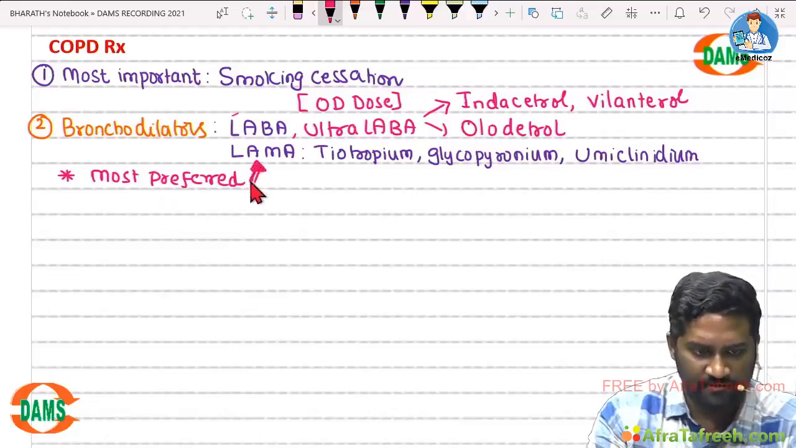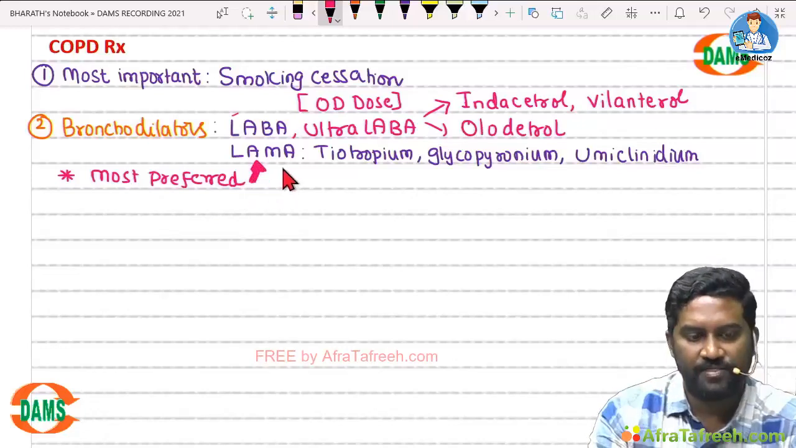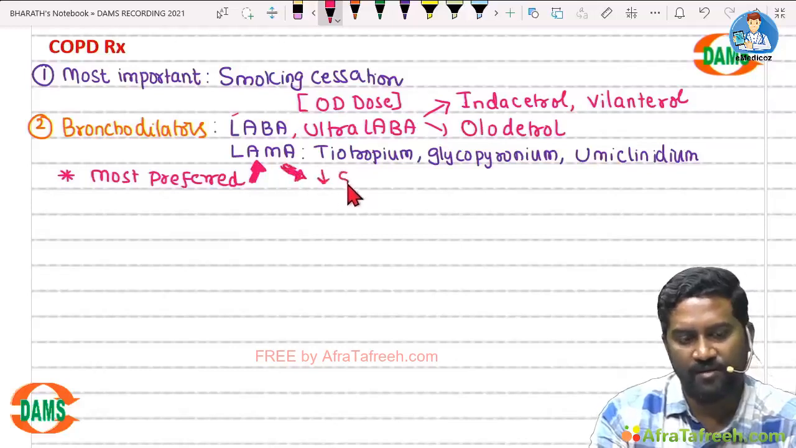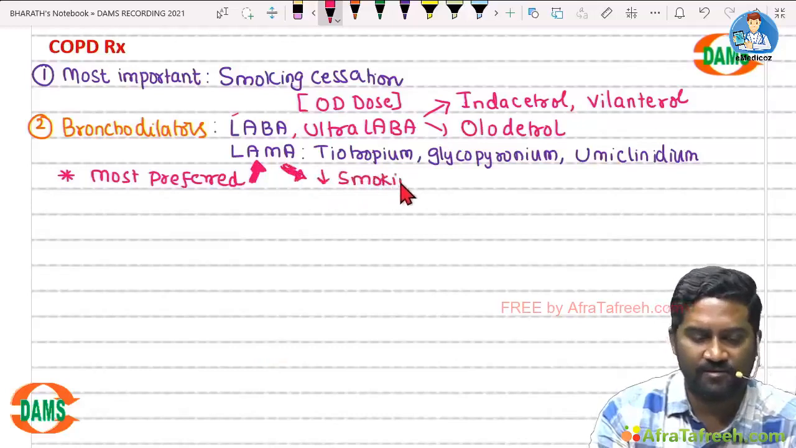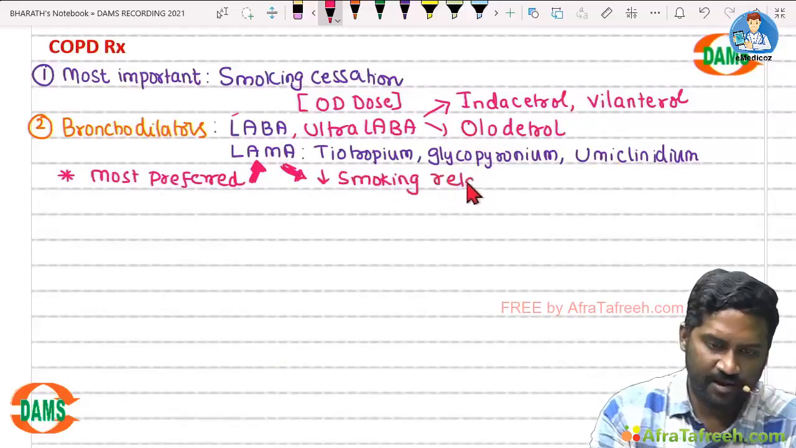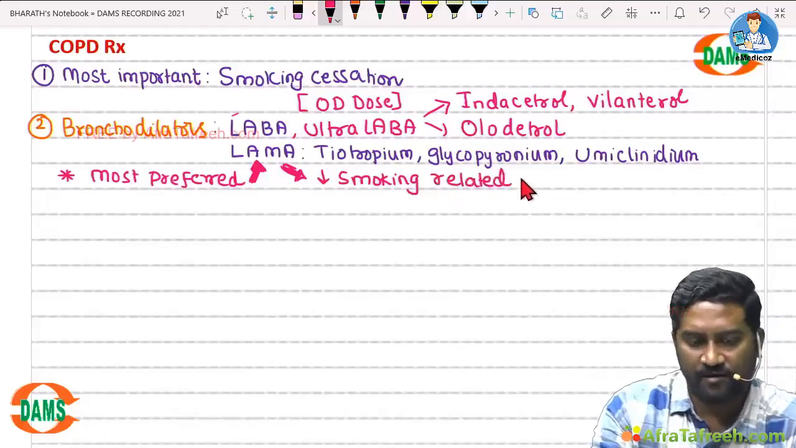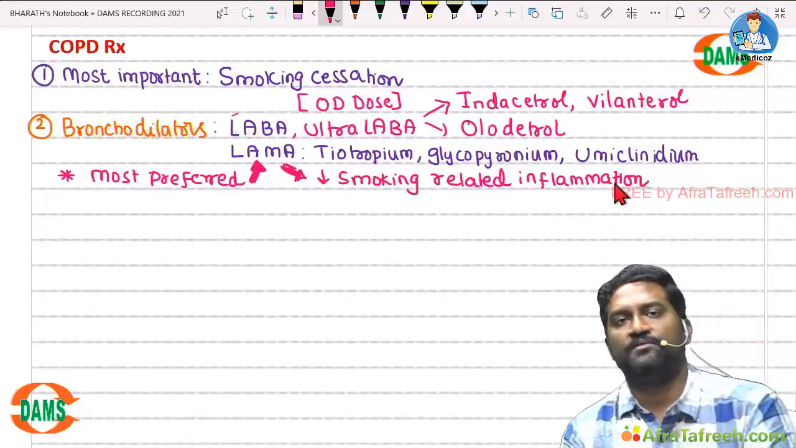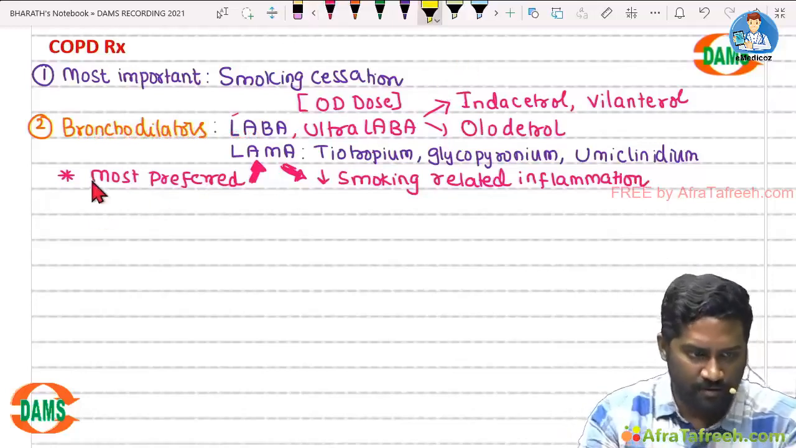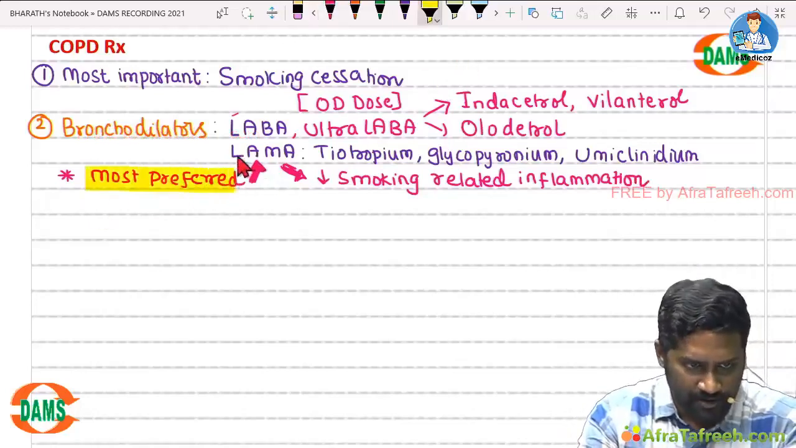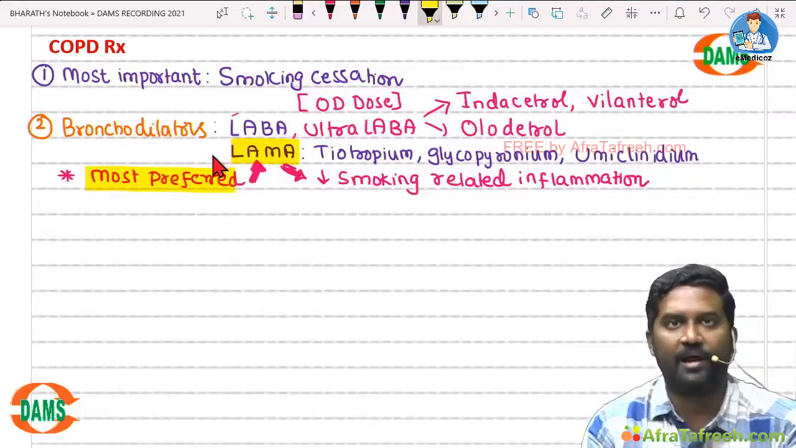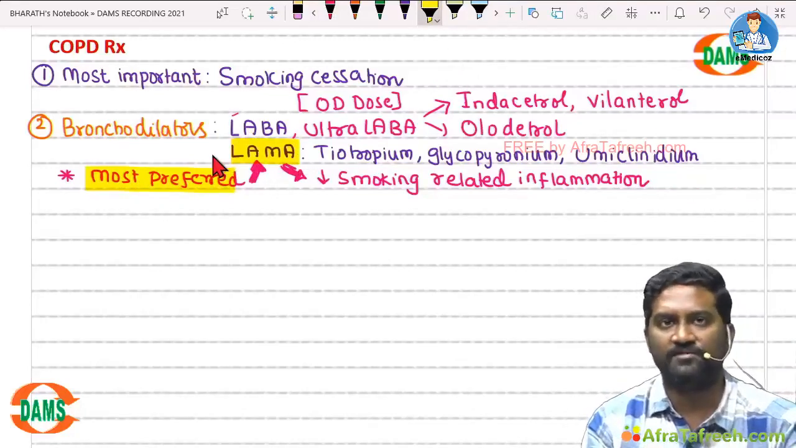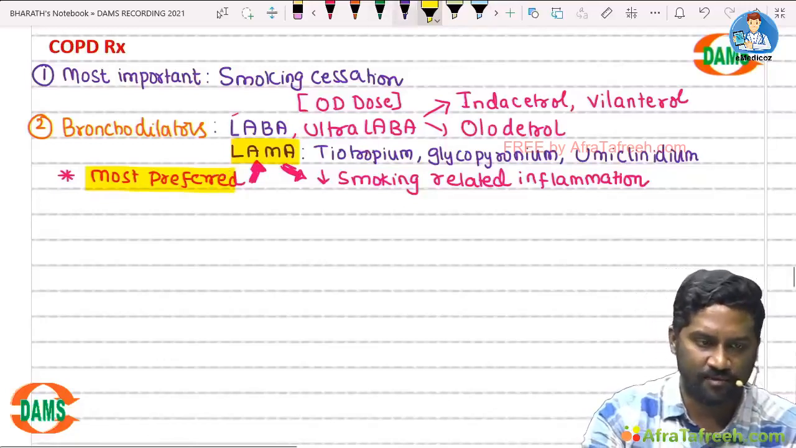Now what is the extra advantage of LAMA? This LAMA can also decrease smoking related inflammation because of some indirect mechanism. Studies have shown that there was a decline in smoking related inflammation with LAMA. So that's why in the exam if they ask you the most preferred bronchodilator in COPD, your answer should be LAMA. The reason is LAMA has the capacity to decrease smoking related inflammation.